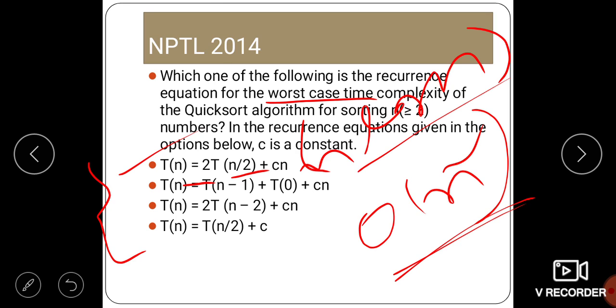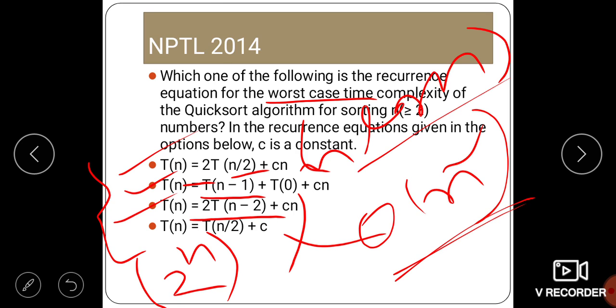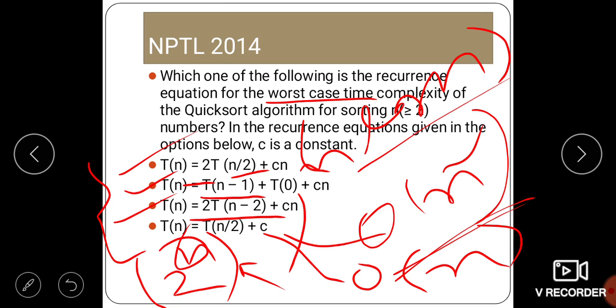Now next is option number 2, that is O(n²), T(n-1) + T(0) + cn. Now next is 2T(n-1), where the time is 2 to the power n. 2 to the power n is the time complexity. This is the Tower of Hanoi, that is exponential. So that is the time complexity of the Tower of Hanoi. Now next is T(n/2) + Cn. So O(n log n) is the time complexity. So the second option is correct.